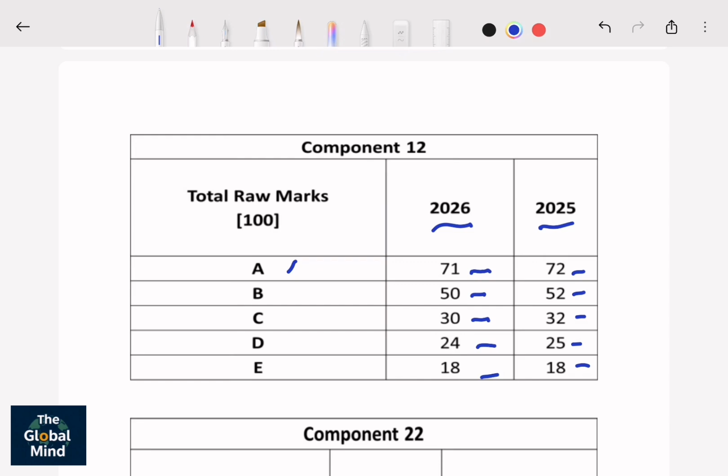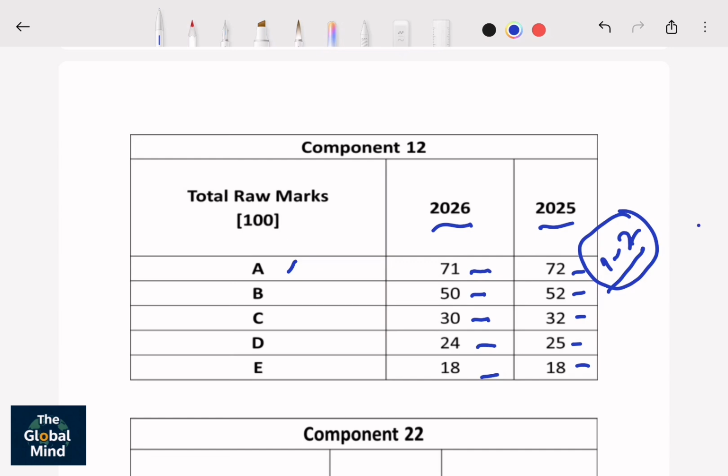Now what is the difference? How many marks difference is here? So once again it's 1 to 2 marks. I mean it's 71, 72, 1 mark, 50, 52, 2 marks, 30, 32. So these 1 and 2 marks are very important. You have to keep it in mind.